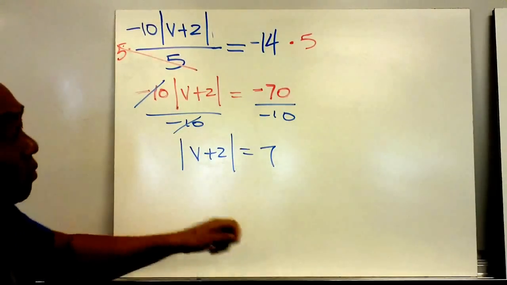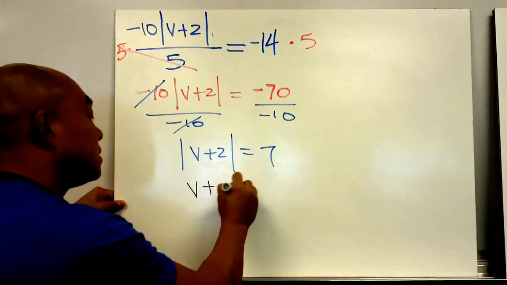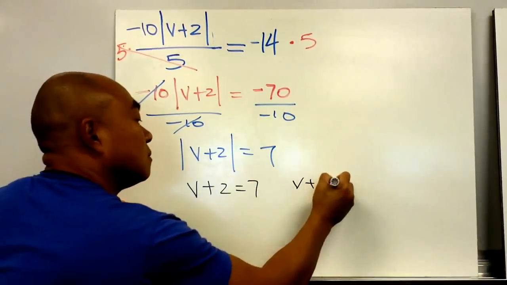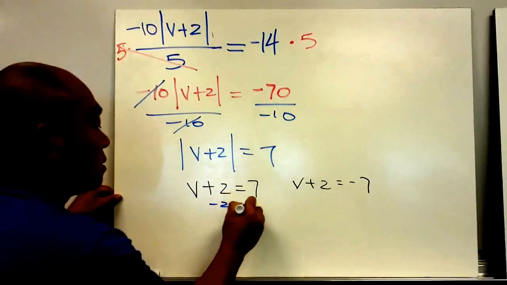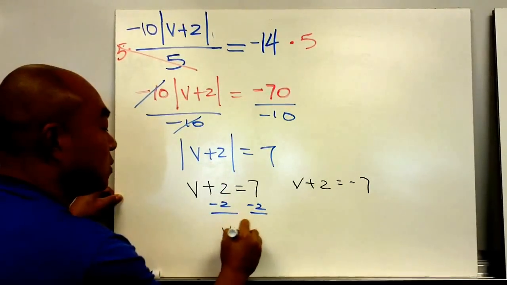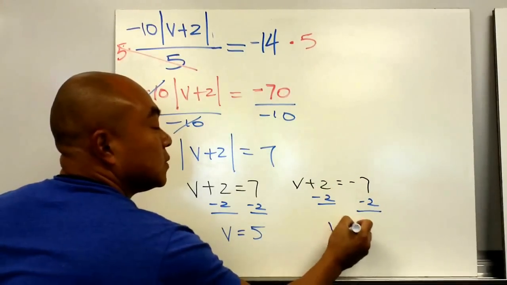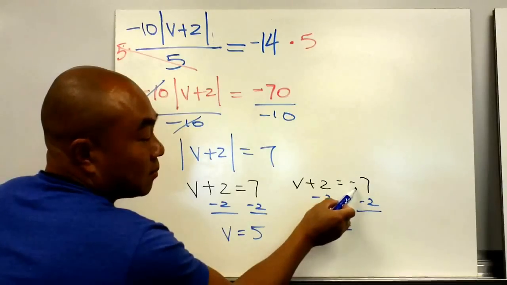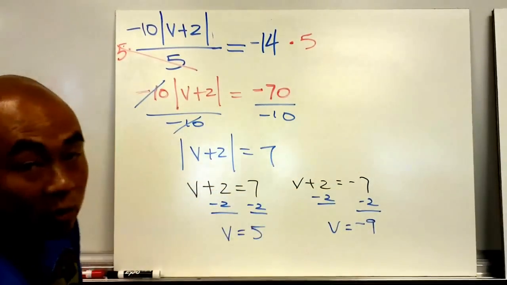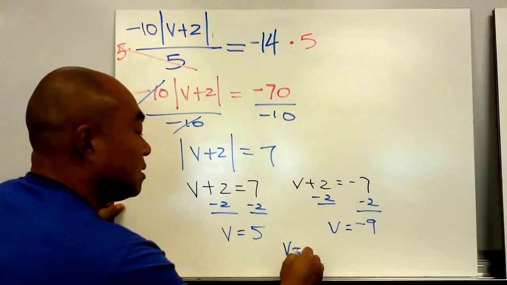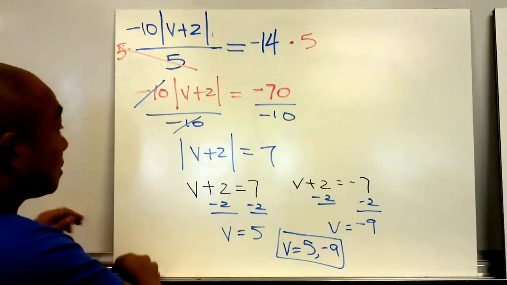So here, because I am just with absolute value, I can go ahead and set this into a positive and negative version of this. And then solve. Here I'm going to go ahead and subtract 2. Subtract 2. V on this one is equal to 5. Here I'm going to subtract 2. Subtract 2. V on this one is equal to negative 7 minus 2, negative 9. Or money owed, you owe $9. So the answer on this one is v is equal to 5 and negative 9. All right, that's it.